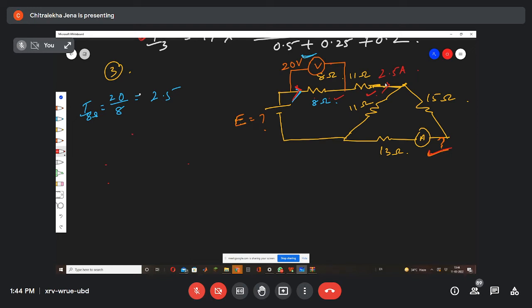So this 2.5 ampere current is flowing into two parts. What is the first part? This is the first part and this one is the second part, right? Got it or not? Because this current is flowing here, another current is flowing here. Two parts are there. So what will be the current in the 11 ohm and what is the current in the 15 plus 13 ohm? I want the current in this ammeter. So the current in the ammeter will be equal to how much? Tell me. Use current divider rule.